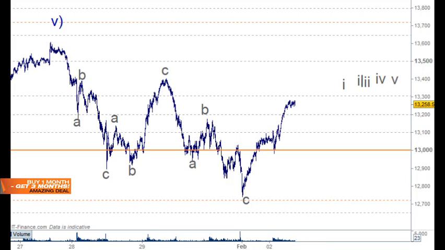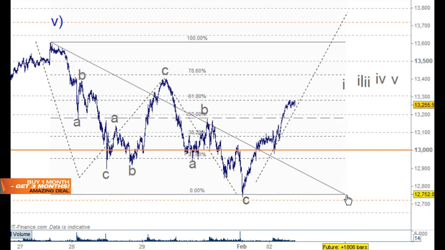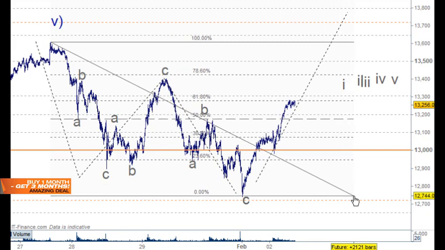Now, what I don't know is do we just continue straight up from this point, or do we see a more complicated correction? Because if this is in 3 waves here, well, this is in 3 as well here, so that sort of throws another spanner in the works. So it can be completed here as a WXY, I guess, but it could also expand further as well. So let's look at this point here.